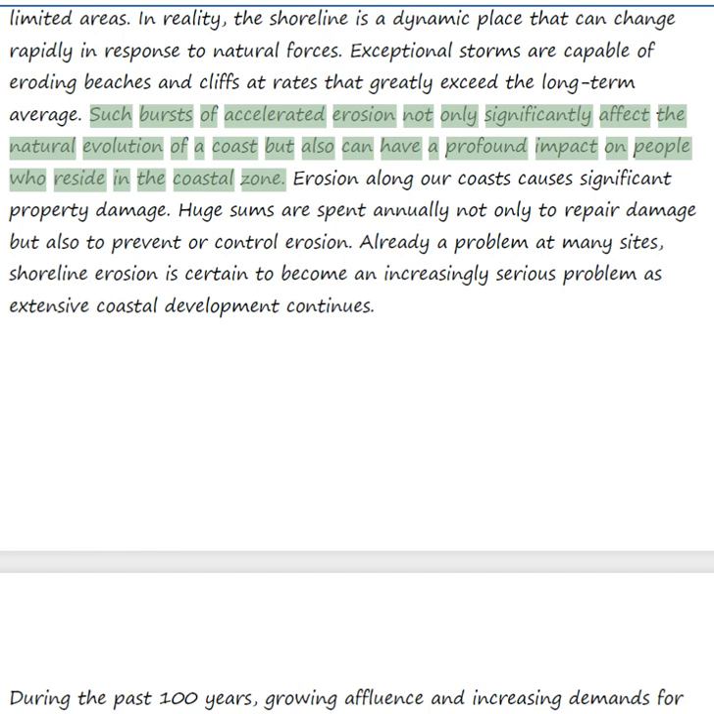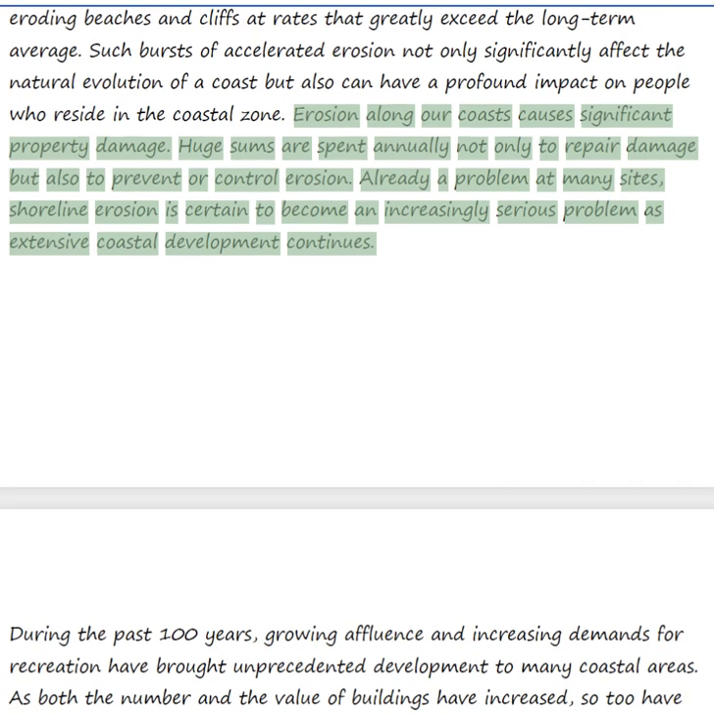Such bursts of accelerated erosion not only significantly affect the natural evolution of a coast but also can have a profound impact on people who reside in the coastal zone. Erosion along our coasts causes significant property damage. Huge sums are spent annually not only to repair damage but also to prevent or control erosion. Already a problem at many sites, shoreline erosion is certain to become an increasingly serious problem as extensive coastal development continues.